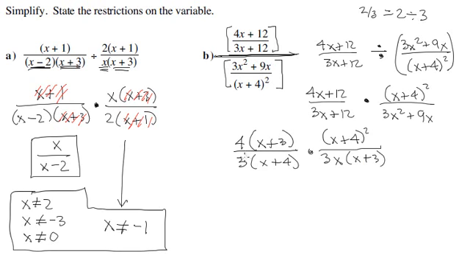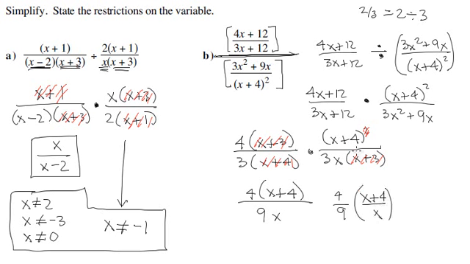Can we cancel anything? Yes, we can. X plus 3's drop out. Whoops, didn't mean to do that. We can cancel this x plus 4. We can cancel one of the x plus 4's. The other one still survives in the numerator. So we're left with 4 times x plus 4 over 3 times 3 is 9x. That's probably the nicest way to write this. You could take the 4/9 out if you wanted and have 4/9 times x plus 4 over x. I'm not sure that's nicer, but it is another possibility.